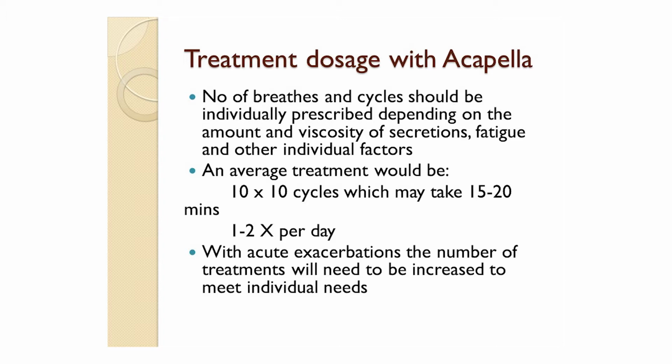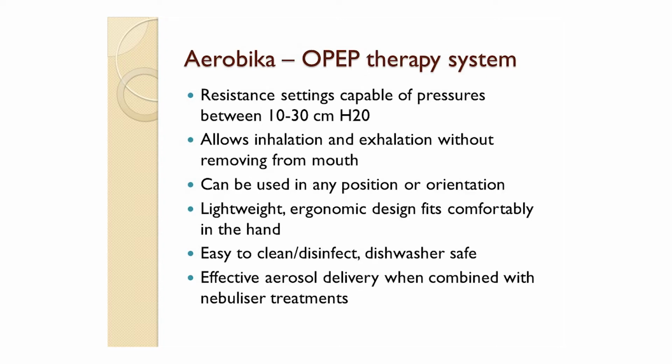The number of breaths and cycles should be individually prescribed depending on the amount and viscosity of secretions, fatigue and other individual factors. An average treatment would be 10 times 10 cycles, which can take 15 to 20 minutes, once or twice a day. But the important thing to remember is, if you have a patient with a bigger secretion load, they need to do it more often, and those with an acute exacerbation need to do the treatment cycles more often.